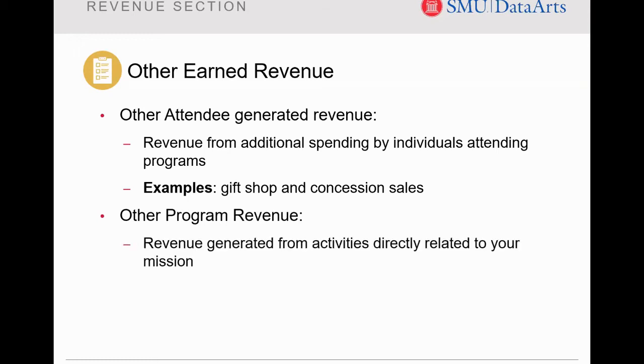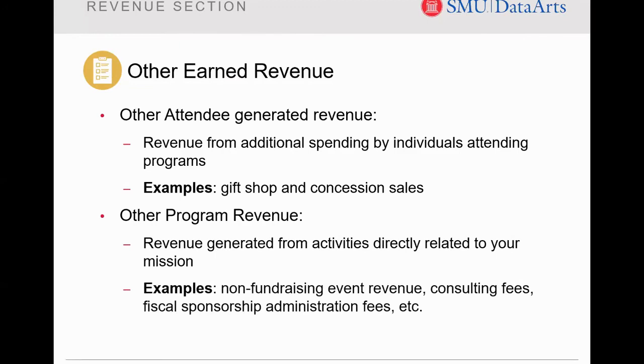The second category that we use to break down these other lines is other program revenue. Program refers to revenue that is generated directly from mission-related activities. Examples of this might include non-fundraising event revenue, so if you hold a special event that brings in some earnings, but is not primarily for fundraising purposes. Consulting fees, if you do consulting as a part of your mission to strengthen other organizations' operations. Similarly, fiscal sponsorship administration fees, if being a fiscal sponsor is part of your mission.